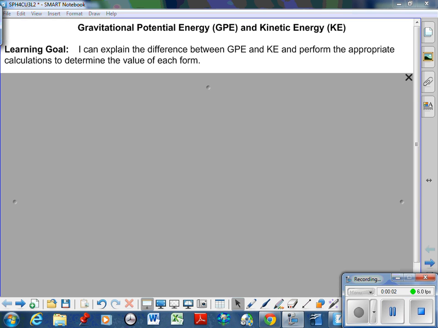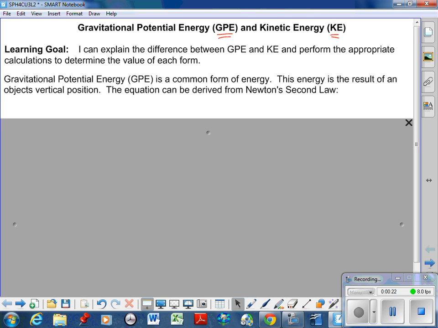Hello, welcome to the second lesson on energy, and today we are talking about gravitational potential energy, or we shorten it to GPE, and kinetic energy, we call it KE. So what's the goal? I want you to be able to explain the difference between GPE and KE and perform the appropriate calculations. So a couple more new equations in this unit.